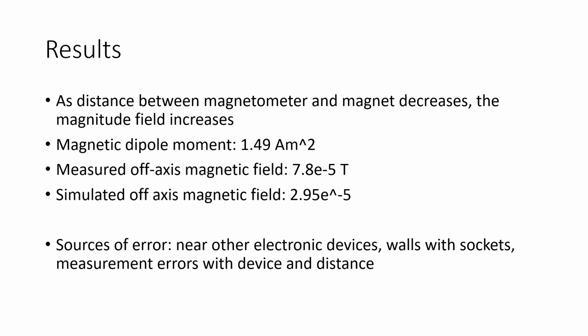Now the magnetic dipole moment is 1.49 amp-meters squared, and the measured off-axis magnetic field is 7.8 × 10^-5 T, and the simulated off-axis magnetic field is 2.95 × 10^-5 T. Now the sources of error: I calculated this maybe near other electronic devices, maybe walls and sockets that carry current, and then just measurement errors with the device and distance, and then me.